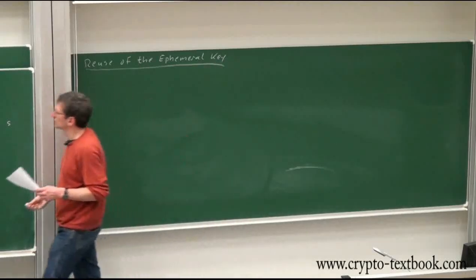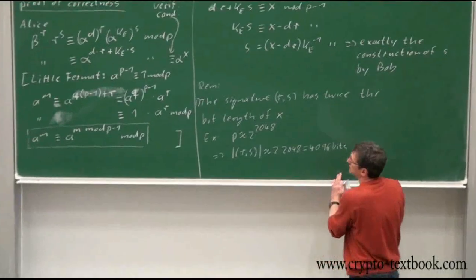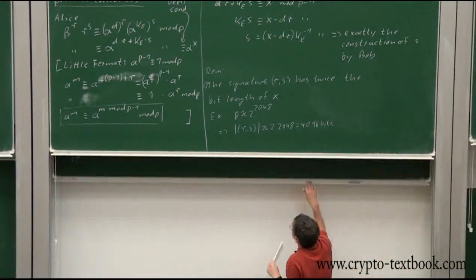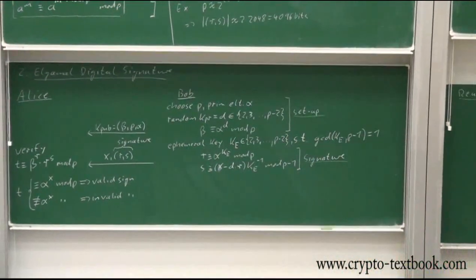What I mean by reuse means we're using the temporary key twice. And why would we do such a stupid thing? Well, there's a pretty good reason for trying to do that.